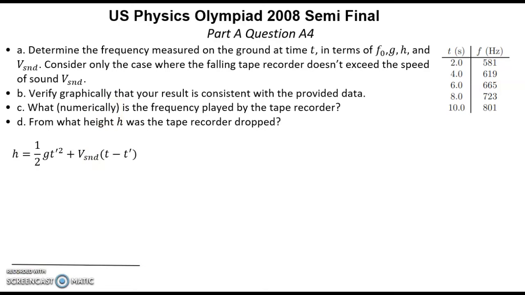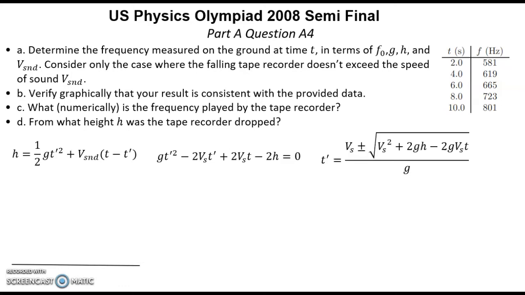So we have to solve this quadratic equation. Let's rewrite it in a better form. And now the solution for t prime will be this one. We see that we have two roots, plus and minus. Let's see what happened. We have to investigate whether t prime is correct for plus or minus.